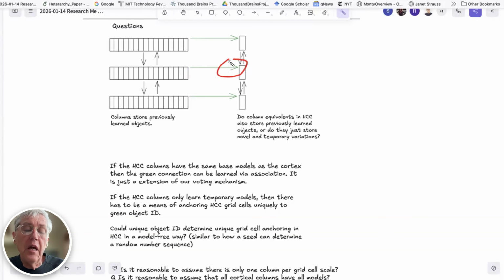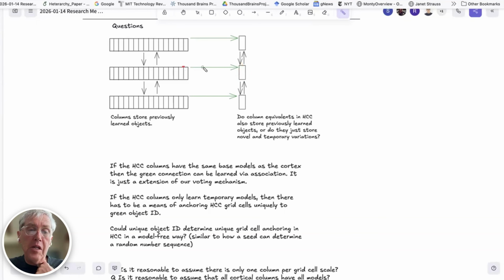But what if this object ID on its own could determine a unique reference frame anchoring, meaning the grid cells would anchor based on, if I give you that SDR, I uniquely find the anchoring, in which case I don't need to have a model of the object here. The ID itself establishes the model. It doesn't have the data. It doesn't have what features, but it says, I know the reference frame for this unique object. I don't know what the features of that object are, but I've established a model and I can start adding features to that model here.